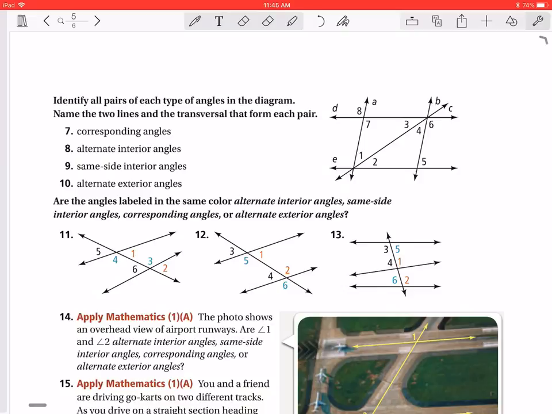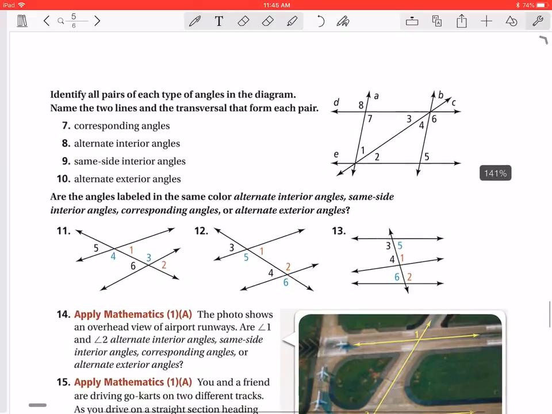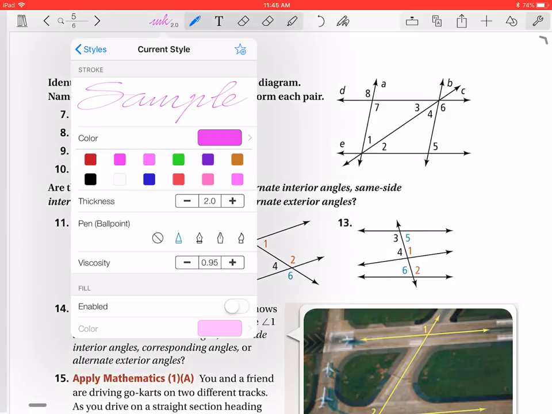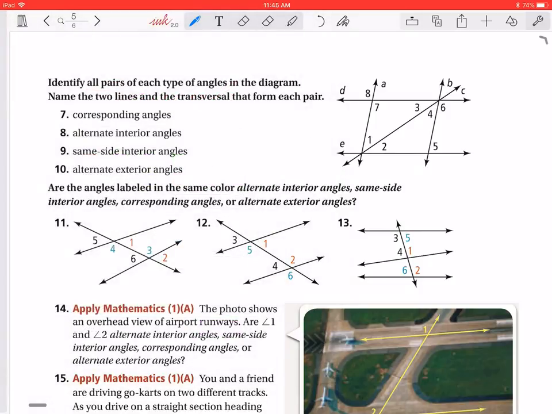I wanted to go over this warm-up problem that we went over on Friday, and I know there was some confusion, so I wanted to go ahead and talk about it in a video. So question number 7, 8, and 9, and 10. I'm going to do 7 and 8 in this video, and then I'm going to do 9 and 10 in the next video. Okay, number 7 says, name all the corresponding angles and their transversal.